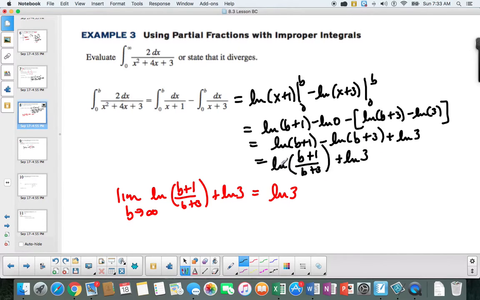Now, I'm going to take this expression and find the limit as b approaches infinity. We know that this argument is going to go to 1, and the natural log of 1 is going to be 0. And as b approaches infinity, this has no effect on this constant. So this is the natural log of 3. Now, since I have found that this integral becomes this, then I can say that it converges.